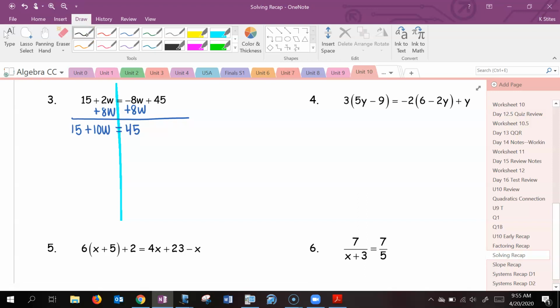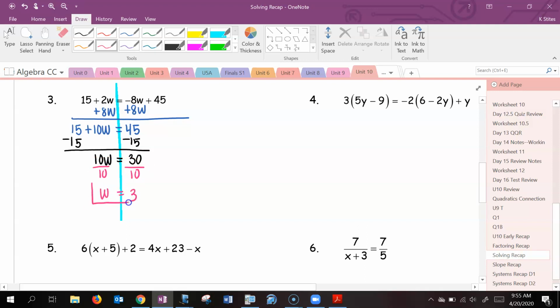All right, so now that we only have one variable left, our goal is to get that variable by itself. So we'll start by subtracting our 15 over. 10w equals 45 minus 15 is 30. And final step, divide by your 10. And we'll get w equals 3. All right, hopefully this should look pretty familiar because it is stuff we have done all year.